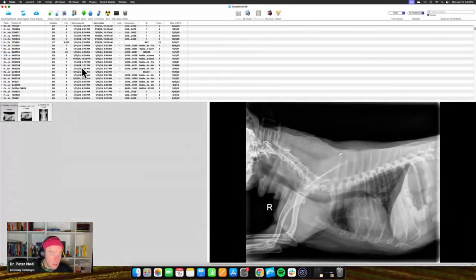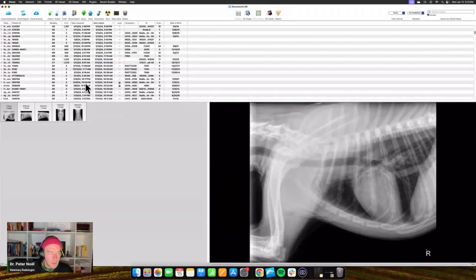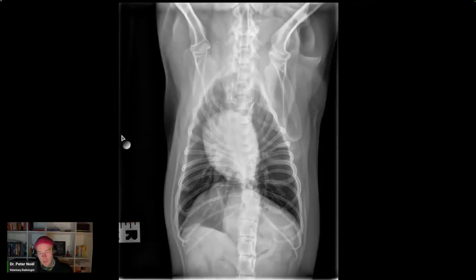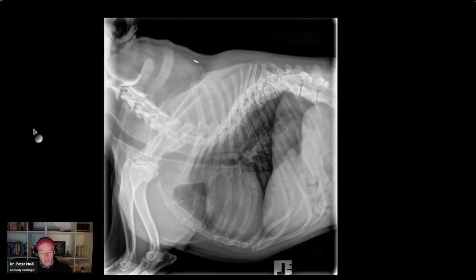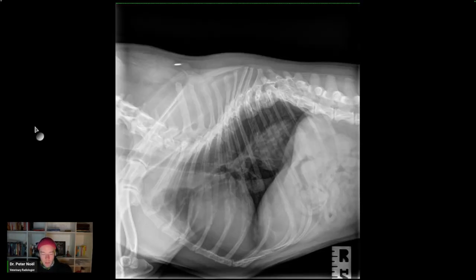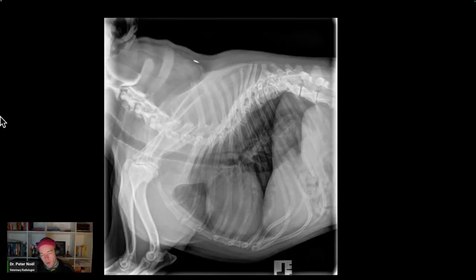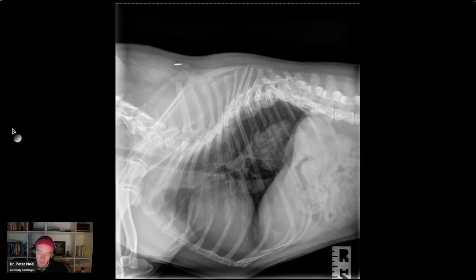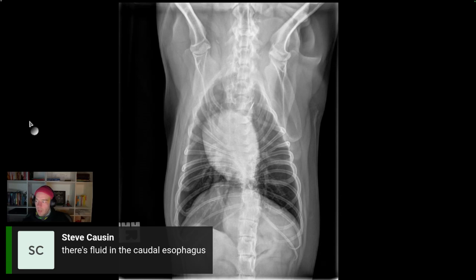Okay, so let's do this one. Three radiographs, no history. I want you guys to tell me the history. You got a minute. Here we go. Left lateral view, right lateral view. I'll shut up. Okay, now I'm going to tell you, this is a 6-year-old French bulldog that's got some upper airway obstructed breathing. We got a vote for fluid in the caudal esophagus, okay?